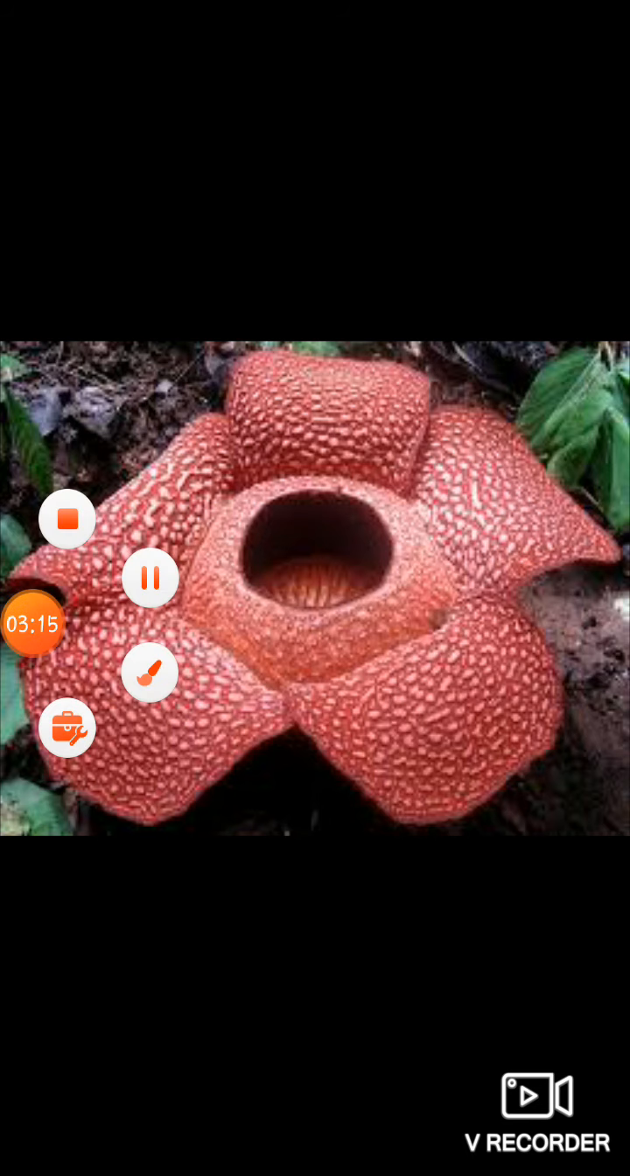Cuscuta does not have any leaves, so there is no chlorophyll, and it cannot make its own food. It depends on the host plant for food and water. So Cuscuta is called a total parasitic plant.